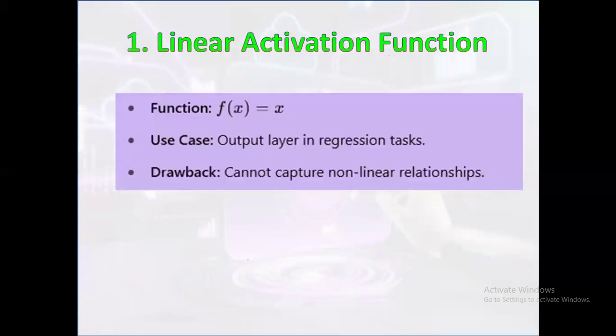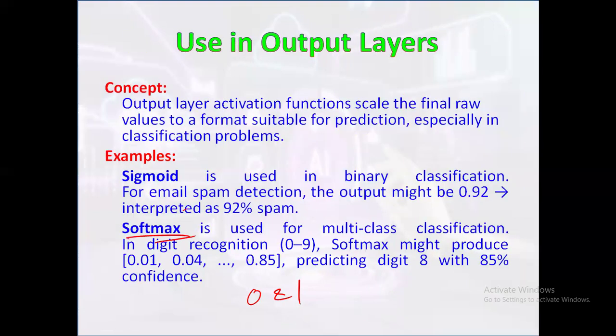Taking an example for this, in the binary classification task of determining whether an email is spam or not, the final layer uses a sigmoid function. If the raw output from the final neuron is 2.0, applying sigmoid, 1 divided by 1 plus e power minus 2, we get 0.88. That means the model predicts an 88% probability that the email is spam.